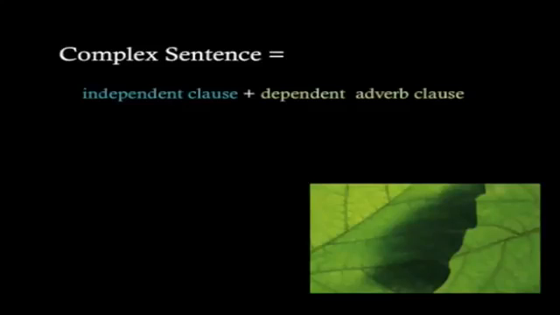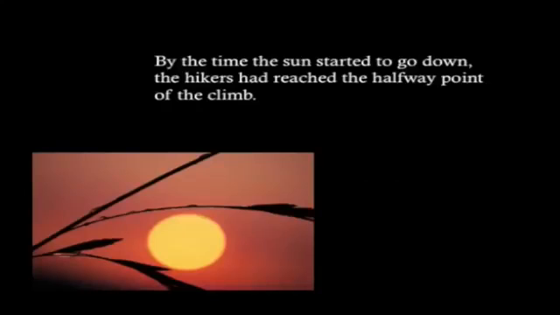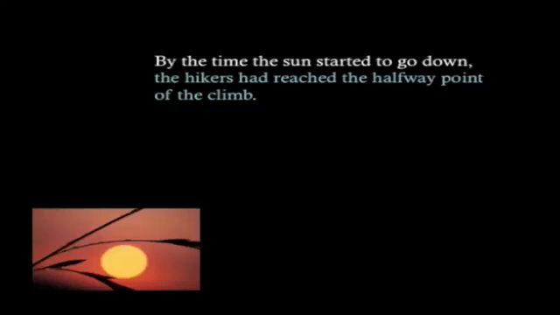Let's look at the parts of this next sentence. By the time the sun started to go down, the hikers had reached the halfway point of the climb. Can you find the main or independent clause? The main clause is highlighted in blue. The hikers had reached the halfway point of the climb. By the time the sun started to go down is a subordinate clause. So what we have here is a complex sentence.